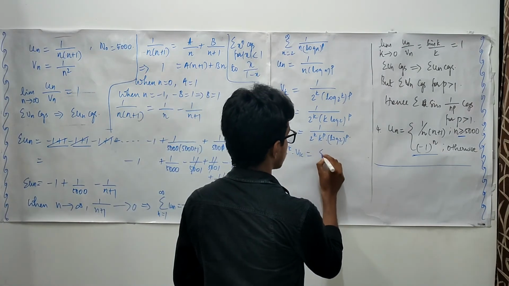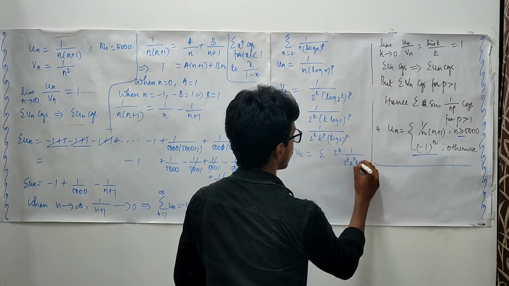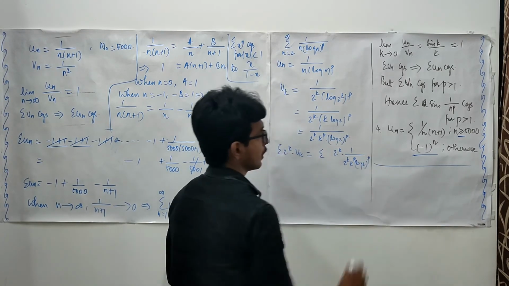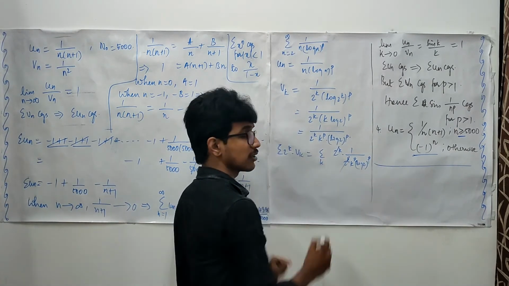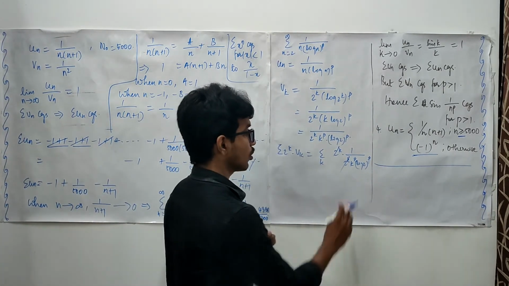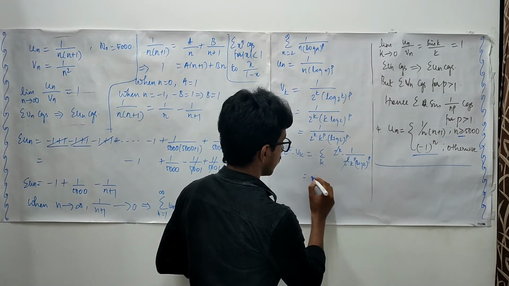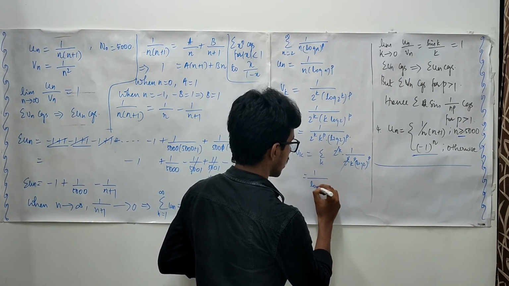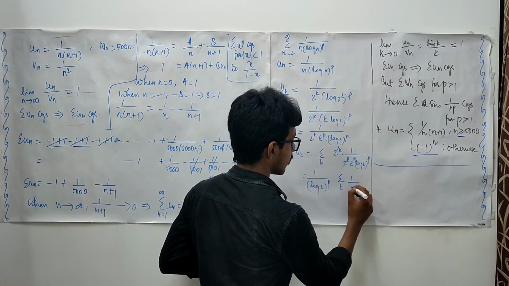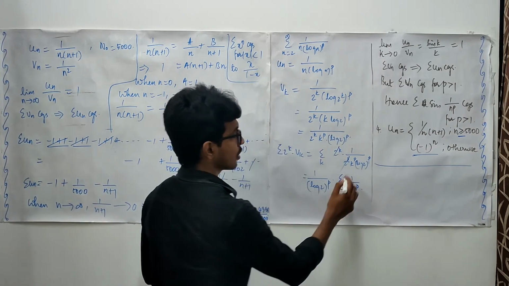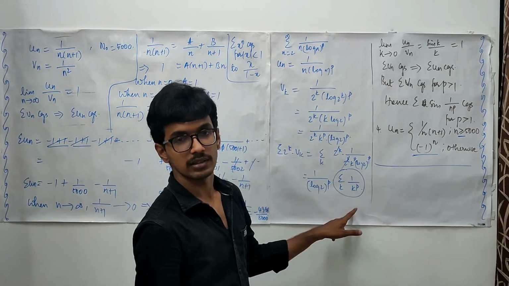This is summation 2 power k times of 1 upon 2 power k power p, and log 2 to the power p. This 2 power k gets cancelled, and this summation runs over k. So this log 2 to the power p is independent of k, and hence it may be taken outside. So 1 upon log 2 to the power p, and summation over k 1 upon k power p. Now just look at these terms and check the convergence of this.